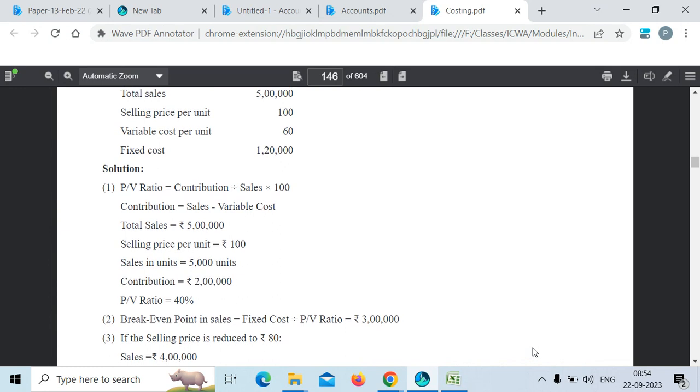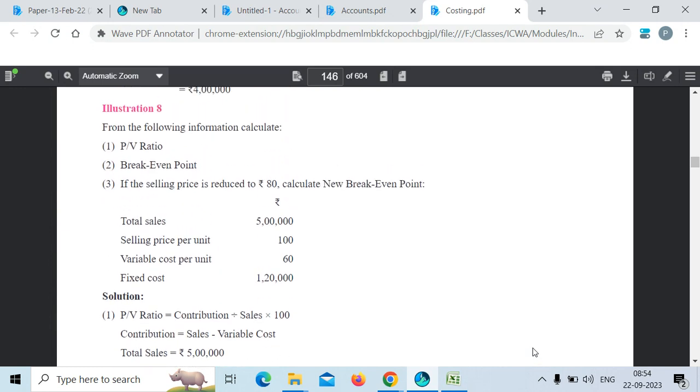Yeah, it's done. Illustration 8, page number 134. Here they are asking us to find out PV ratio, break even point, and selling price. If reduced to 80 rupees, calculate new break even point. Okay, so first question comes first, PV ratio.